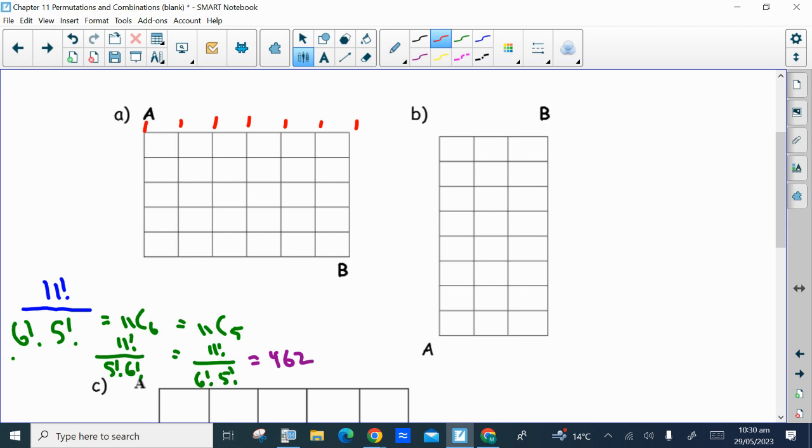Yeah. So again, it represents the route that they're following.